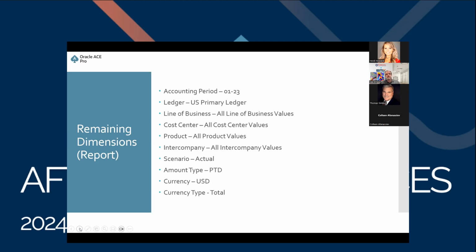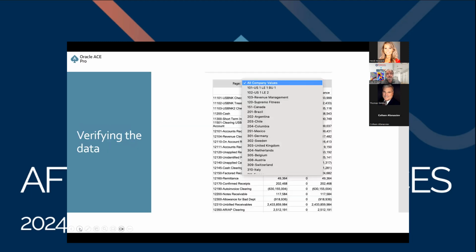I picked my ledger. I'm looking at all lines of business, all cost centers, all product values, all intercompanies. They're all segments in my chart of accounts. I'm looking at actual. I'm looking at period to date values. That's what the other report was looking for. I'm looking for, in this case, USD, and it was the total trial balance, the total currency. That's what we're looking for there. So I've hard coded that.